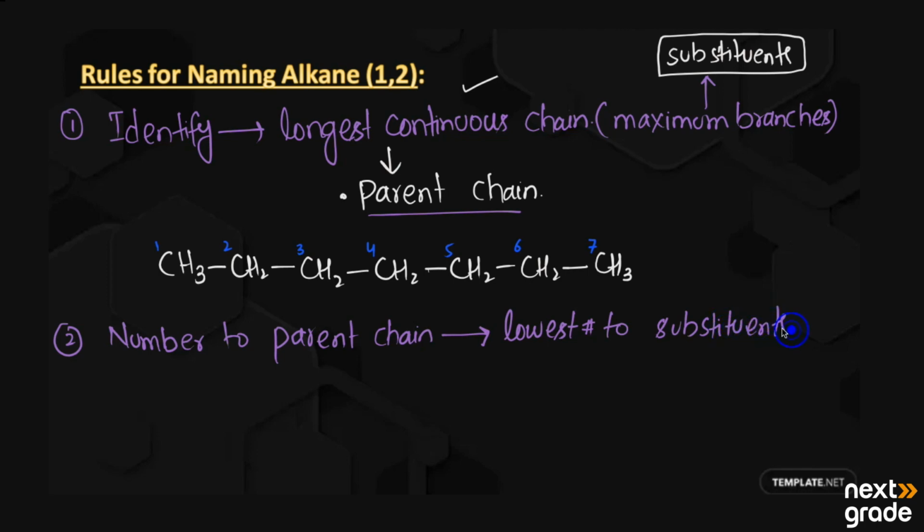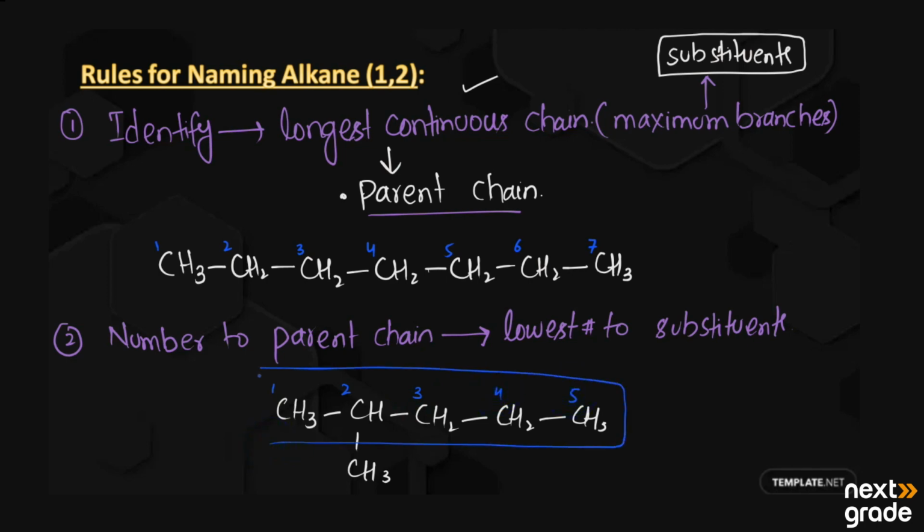For example, if we have a chain like this, CH3, CH, then the group CH2, CH2, and CH3, with a substituent as a side chain or branch like this. We will always start the numbering from this side, carbon number 1, 2, 3, 4, 5, as this is the longest chain with this substituent. We are not going to start from the other side; we start from this side because here the substituent has number 2. If I start from the other side, 1, 2, 3, 4, the substituent would have number 4, but we need to start from the lower number. So this is the second rule.